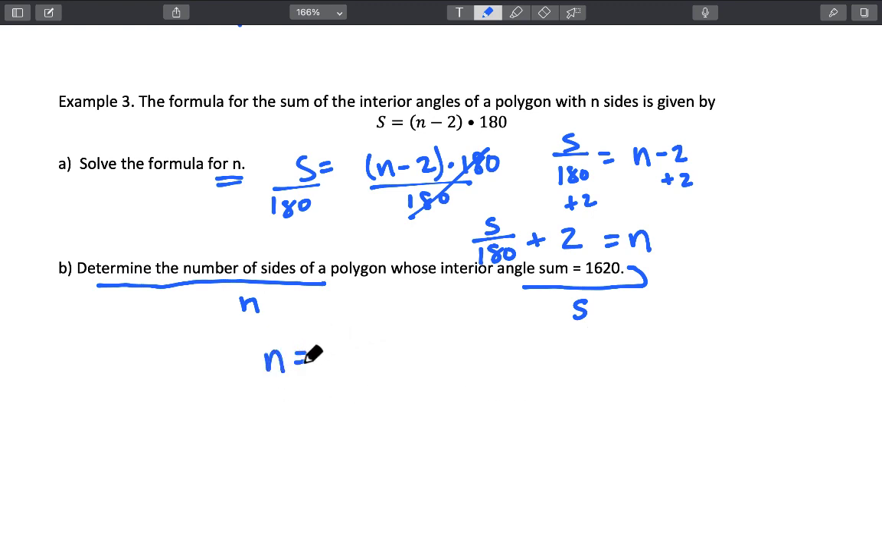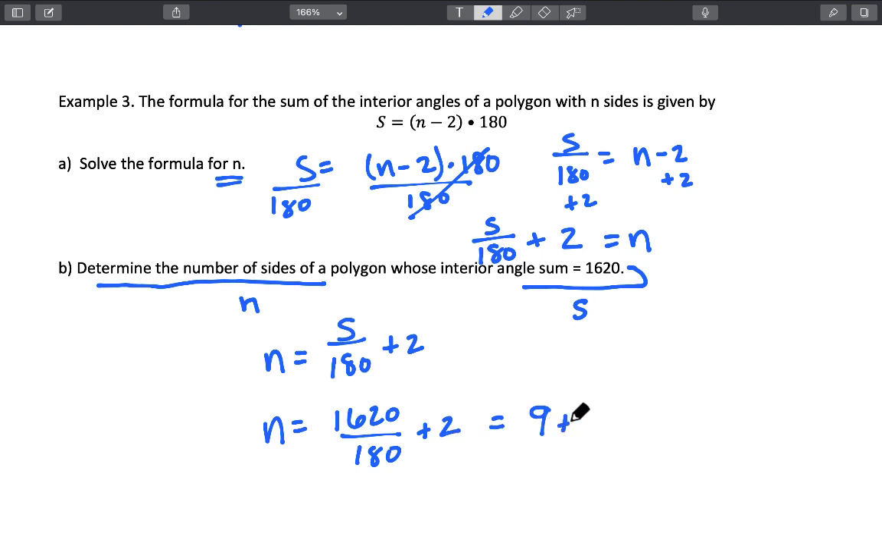Solve for n. n is equal to s divided by 180 plus 2. We're going to substitute 1620 in for s, and n is equal to 1620 divided by 180 plus 2. Well, when we divide 1620 by 180, we're going to see that that's going to come out to 9, and then we have 9 plus 2, which is equal to 11. So 11 sides for this polygon, which is also known as an 11-gon.